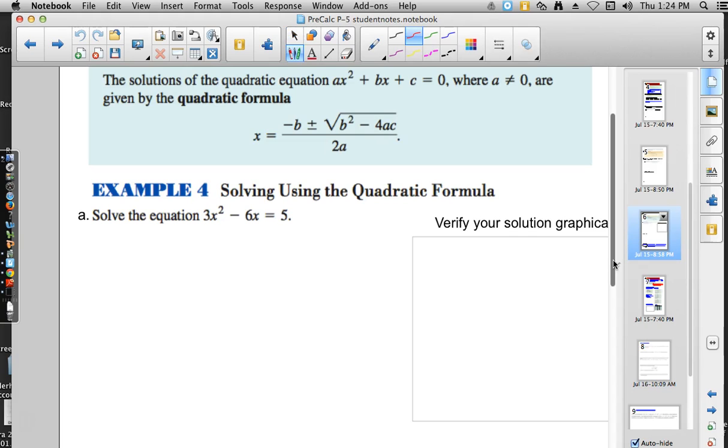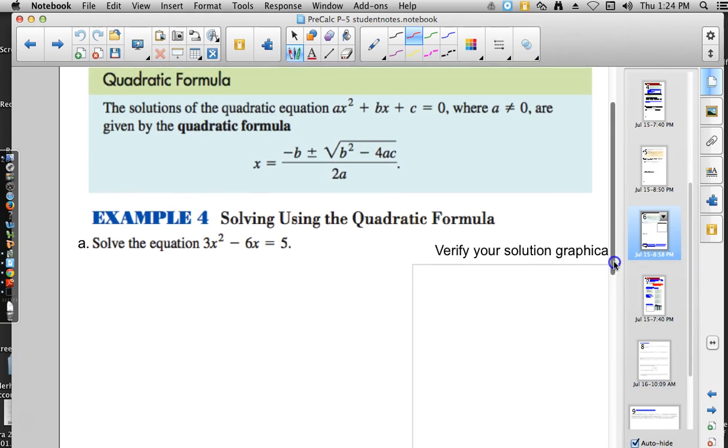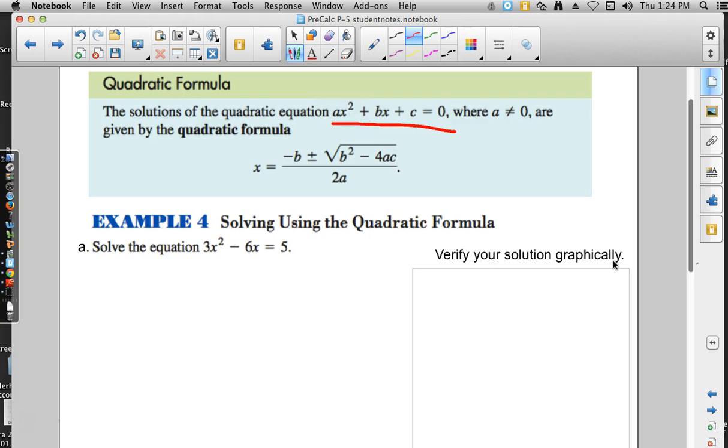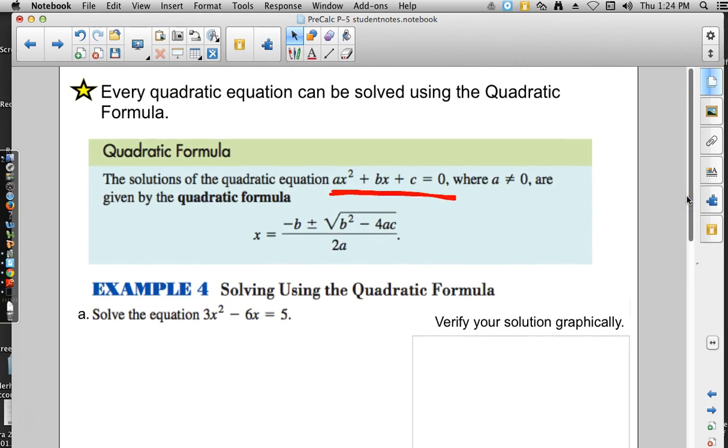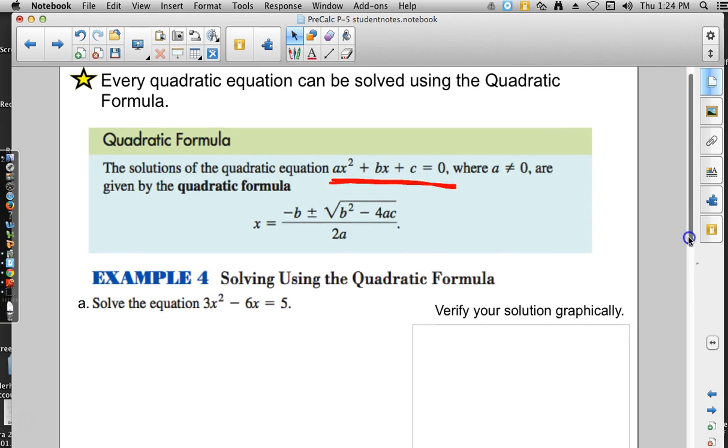So this one says we're going to solve using the quadratic formula. What you have to know about the quadratic formula is that it needs to be set equal to 0 in order for you to use it. The other thing you need to know is that the quadratic formula can only be used for quadratics. You have to have your x, your variable, to the power of 2. That needs to be your highest power. That needs to be your degree. So every quadratic equation can be solved using the quadratic formula.